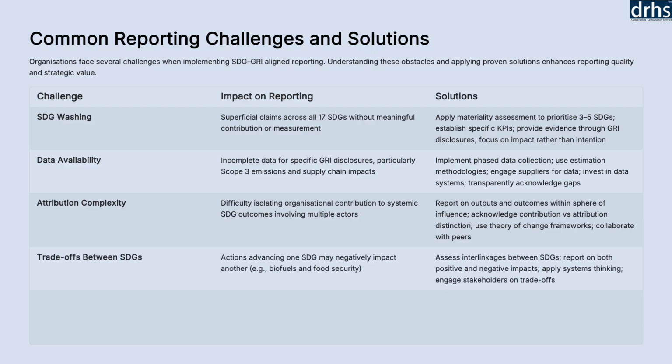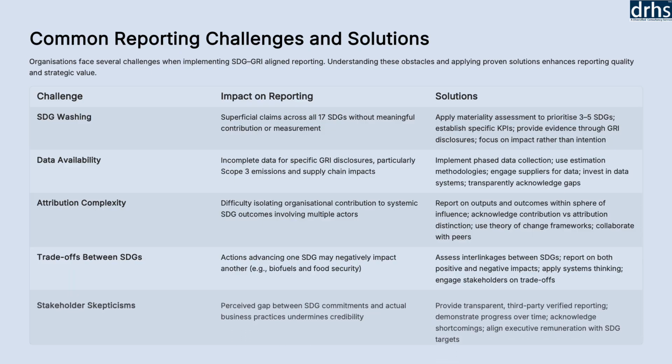Trade-offs between SDGs. Actions supporting one SDG may negatively affect another, for example, industrial growth impacting biodiversity or water resources. Ignoring such trade-offs weakens reporting integrity. Organizations should explicitly identify, assess, and disclose trade-offs, integrate them into risk management, and explain mitigation strategies. Balanced reporting that acknowledges both positive and negative impacts enhances trust.